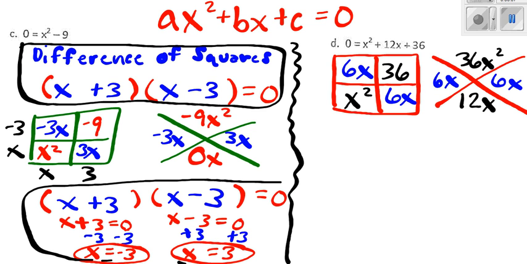So now we pull out what they have in common. So 6x and 36 have a 6 in common. X squared and 6x have an x in common. X squared and 6x have an x in common. 6x and 36 have a 6 in common. Double check all four boxes. X times x is x squared. X times 6 is 6x. 6 times x, 6x, and 6 times 6 is 36. So this works.